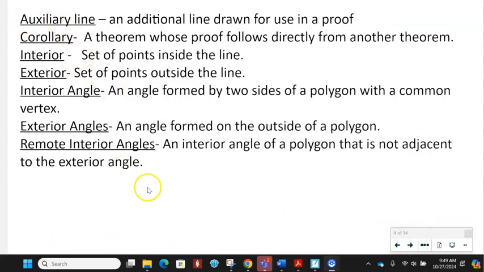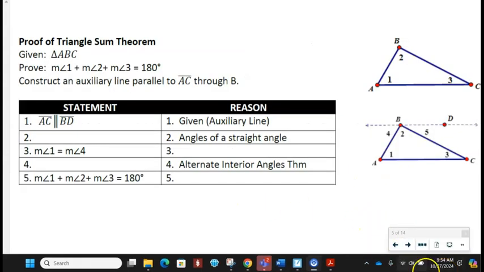First term here, auxiliary line, is an additional line drawn for use in a proof. We're going to see that in the first thing we're going to do. A corollary is a theorem whose proof follows directly from another theorem. Interior: the set of points inside the line or shape. Exterior, same thing, outside. Interior angle is an angle formed by two sides of a polygon with a common vertex. Exterior angle, an angle formed on the outside of a polygon. And then we have remote interior angles, an interior angle of a polygon that's not adjacent to the exterior angle. We're going to use all these terms today.